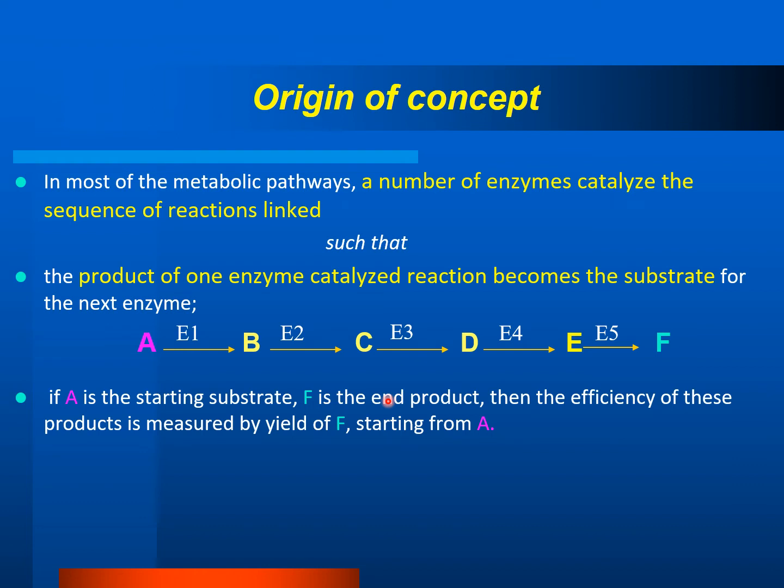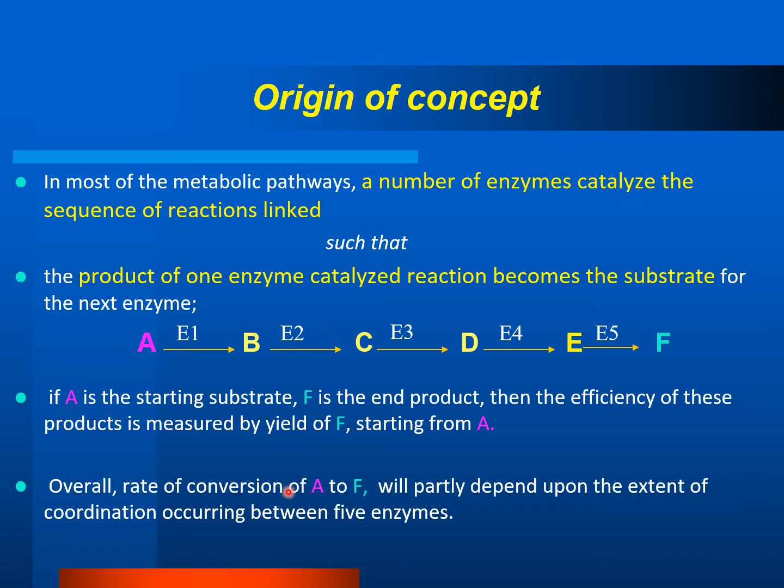For such a situation, if A is the starting substrate and F is the end product, then the efficiency of the process is measured by the yield of F starting from A. Further, the overall rate of conversion of A to F will partly depend upon the extent of coordination occurring between the 5 enzymes. This is obvious: if more than one enzyme participates in the formation of your final product F, then how much coordination there is between those different enzymes will affect your rate of formation of the final product.